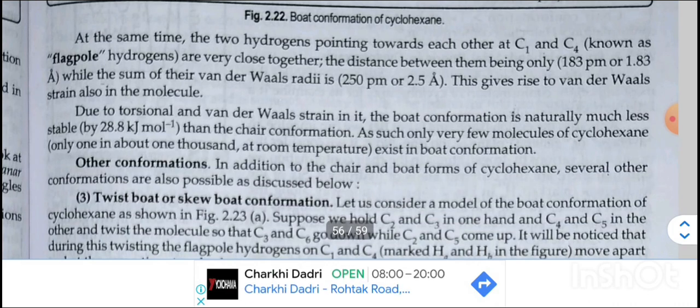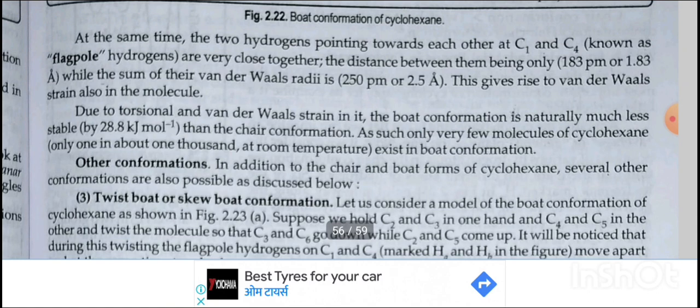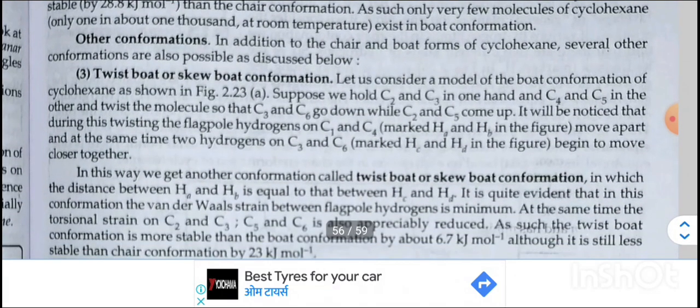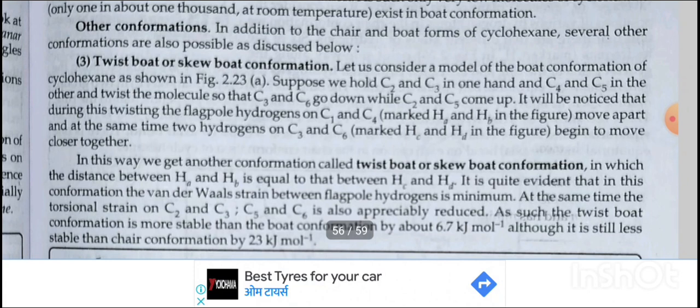At the same time, the two hydrogens pointing towards each other at carbon 1 and carbon 4, known as flagpole hydrogens, are very close together, the distance between them being only 183 picometer or 1.83 angstrom, while the sum of their van der Waals radii is 250 picometer. This gives rise to van der Waals strain also in the molecule. Other conformations. In addition to chair and boat form of cyclohexane, several other conformations are also possible.